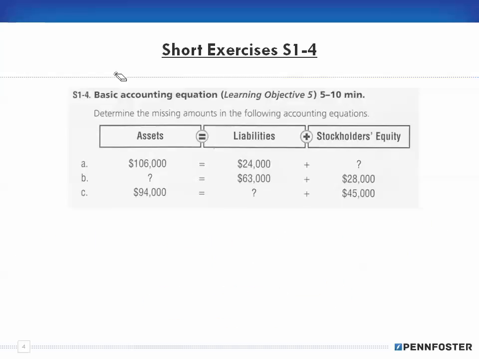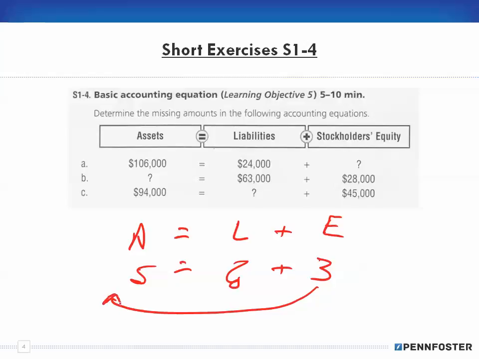When you have the accounting equation, we have assets equals liability plus equity. If we put numbers in here, we have 5 is equal to what plus 3. If we want to know what the liability is, we move the plus 3 across the equal sign. That's going to be a minus 3 plus 5, and that's going to give us a 2.